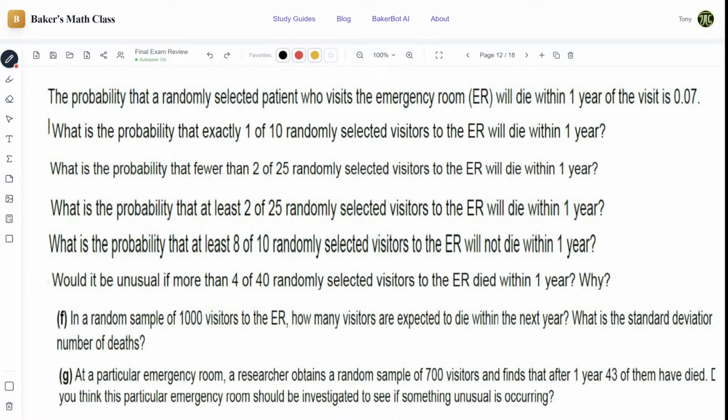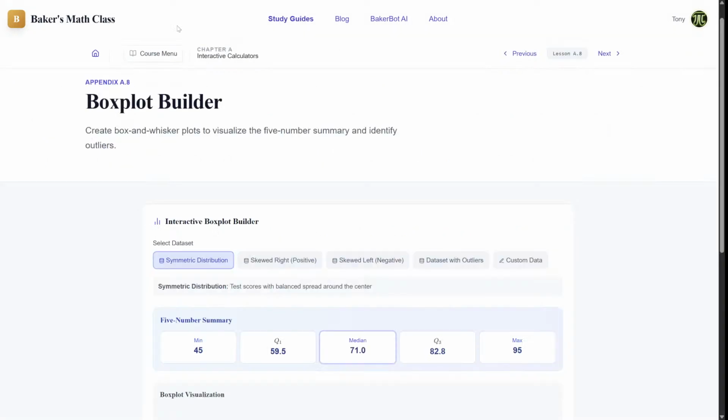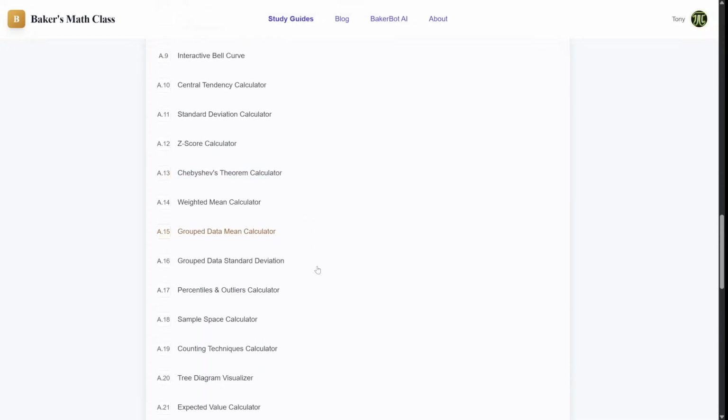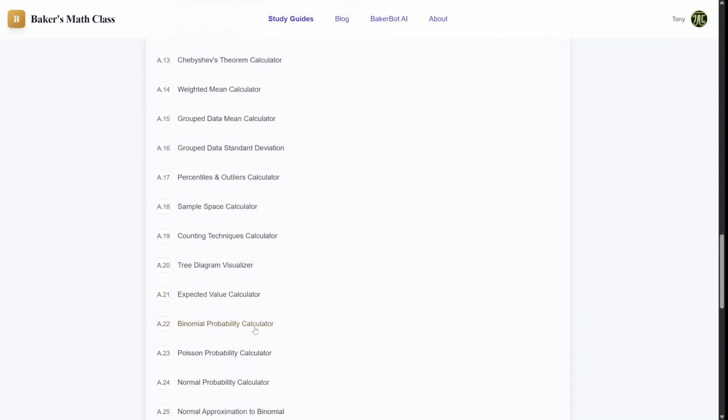The probability that a randomly selected patient who visits the emergency room will die within 1 year of their visit is 0.07. So this is a binomial probability. How do we know it's a binomial probability? There are two outcomes. You're going to die or you're not going to die. Those are your two outcomes. So the calculator we can use for this one is the binomial probability calculator.